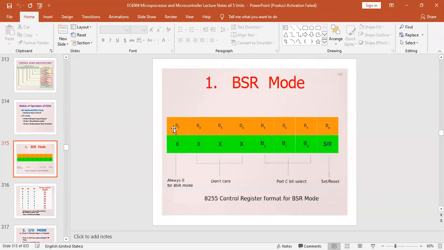Here this D7th bit is always 0. If it is 1, whatever value we give here, it will not be considered, and it will not select that port. So the particular port is selected based on the value, but if the D7th bit is 1, nothing will happen here. So take care about it. The D7th bit should always be 0 in BSR mode.